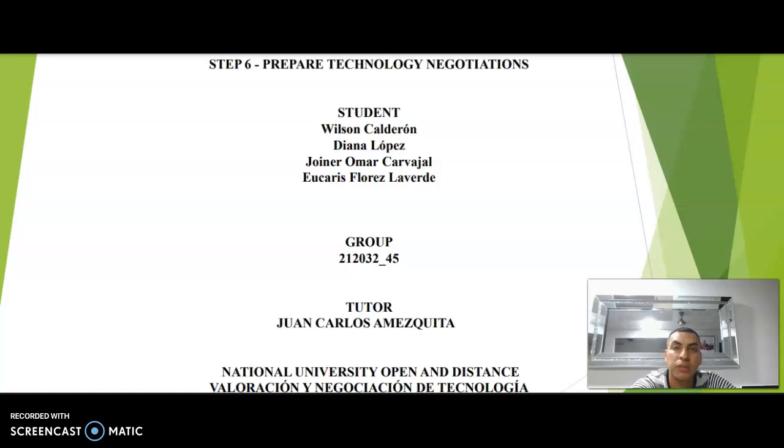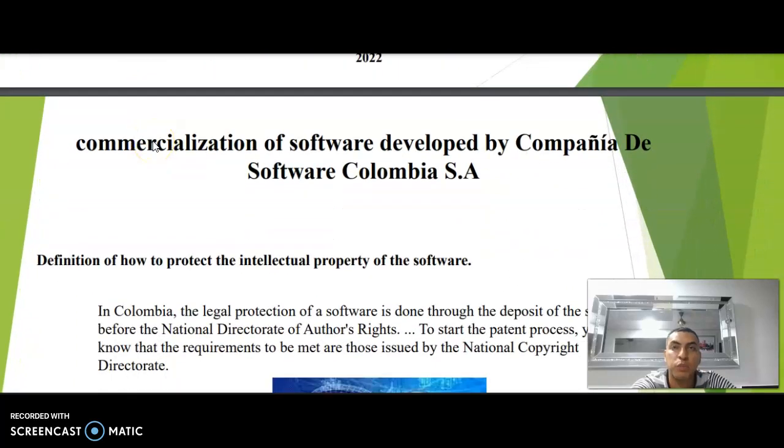This is presentation Step 6, Preparing Technology Negotiation. In this presentation, we review important aspects of technology negotiation, such as the direct and indirect mechanisms of technology transmission and transfer. As direct mechanisms, the license to use technology and the sale of technology are maintained, which constitute the clearest form of transmission of technical knowledge.